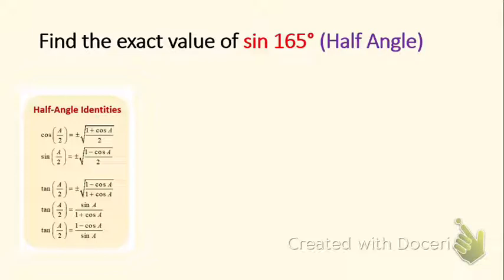And the reason why we tell you is because, for example, if it just says sine of 165, well, you could do that with sum and difference. You could take 120 plus 45 and get the answer. So it will tell you which identity that we want you to show.